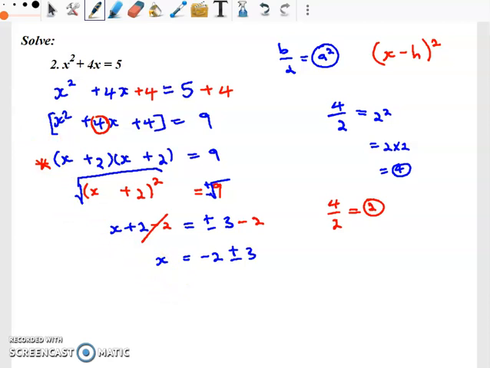Alright, so in this case now we have two values of x. We have the plus and we have the minus. So we can say x equal minus 2 plus 3, which would be equal to a positive 1. And we also have for the negative part x equal minus 2 minus 3, which is equal to negative 5. So the values of x are x equal 1, x equal negative 5.